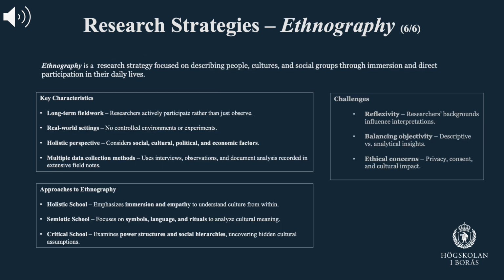Ethnography is a research strategy focused on describing people, cultures, and social groups. It originates from anthropology, where researchers immerse themselves in foreign communities to understand their way of life. Modern ethnography extends this approach to groups and subcultures in contemporary society, including drug users, religious sects, criminal gangs, homeless individuals, workplaces, and online communities.